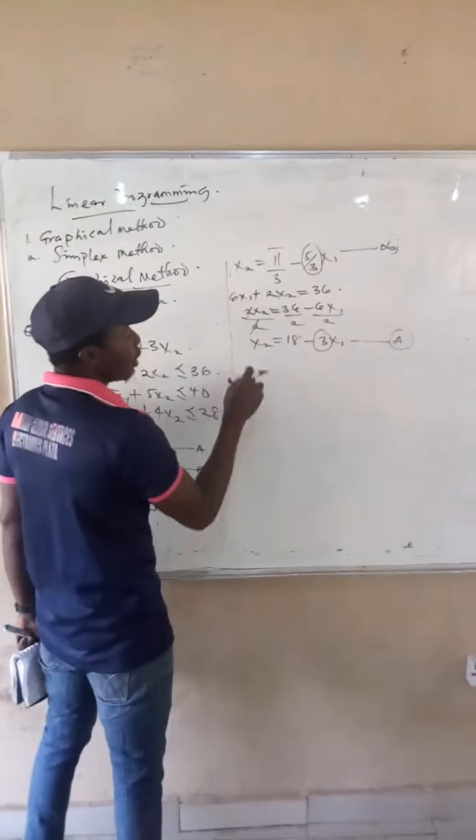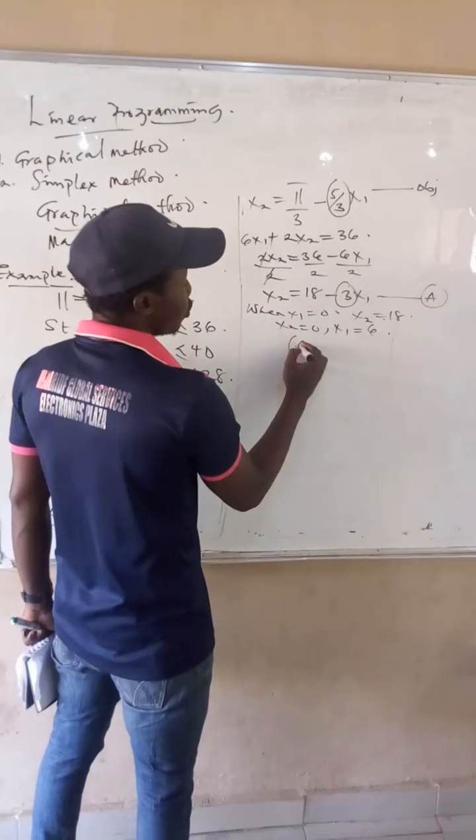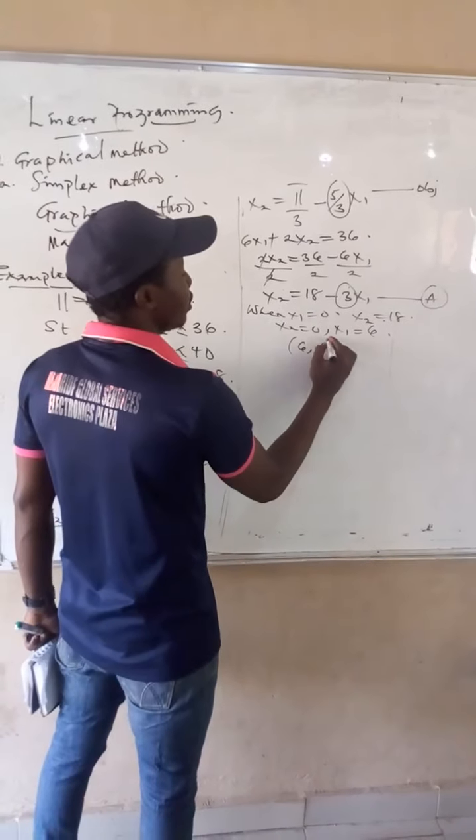Now after doing this, because we are making use of the graphical method and we said we are making use of the non-negativity condition, the first thing you need to do is say when x1 equals 0, then x2 will equal 18. Then when x2 equals 0, x1 will equal 6. That is, you make x1 the subject of the formula. So from this point, we now have x1 to be 6 and x2 to be 18.